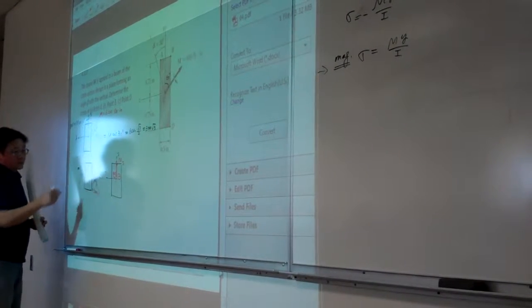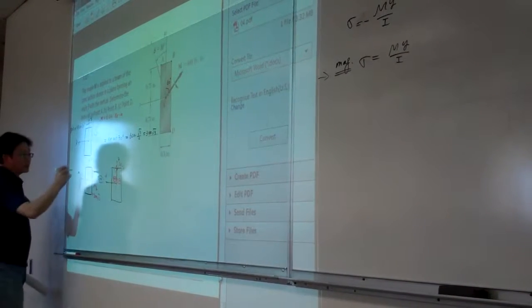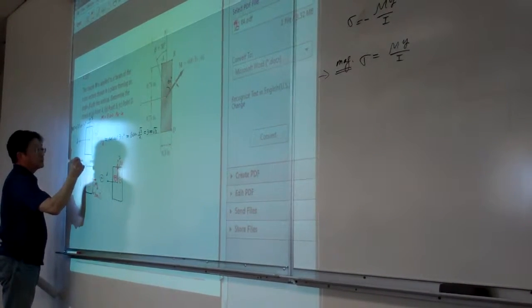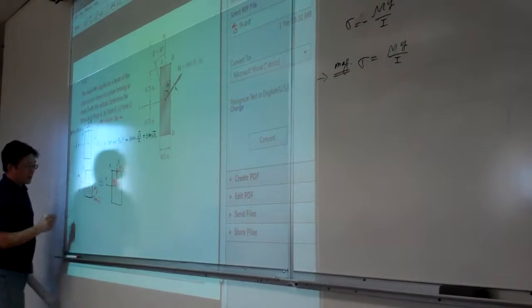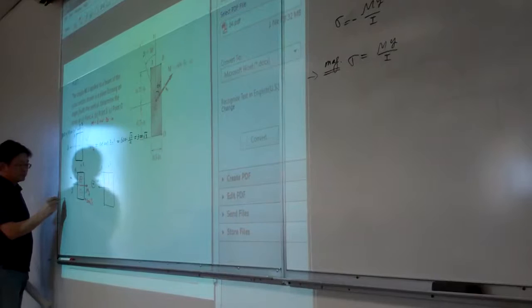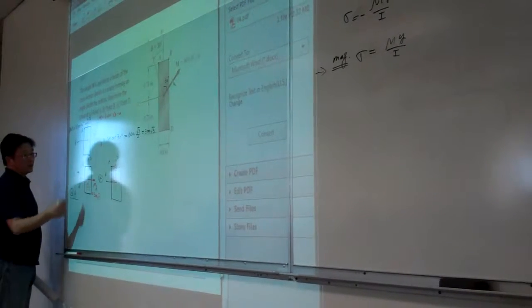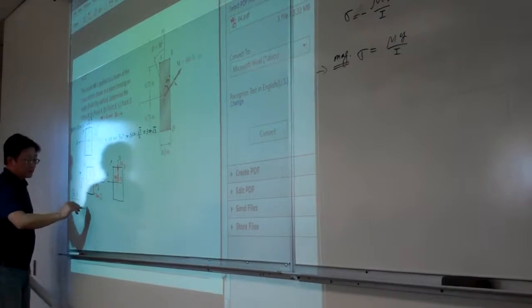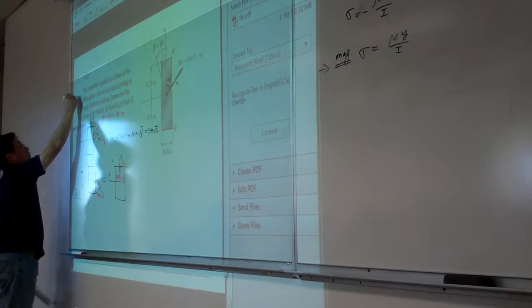So now for each case, we have all the things, and now we work on where is A. A is here. Okay, A is here. So now at point A, we work on the magnitude. The generic formula is My over I.